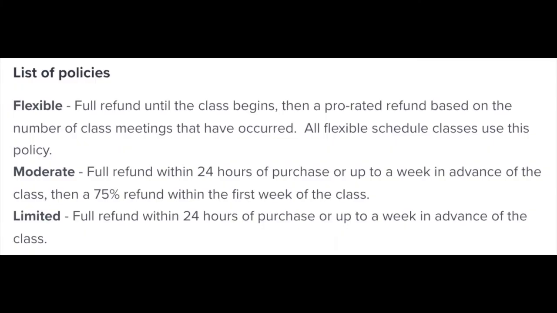So the next tier is moderate. Moderate is a full refund within 24 hours of purchase and then up to a week in advance of class, and then a 75% refund within the first week of class. So if you have a class, someone enrolls, they have 24 hours to disenroll to get 100% back, and they have up until the week of class to disenroll to get 100% back.